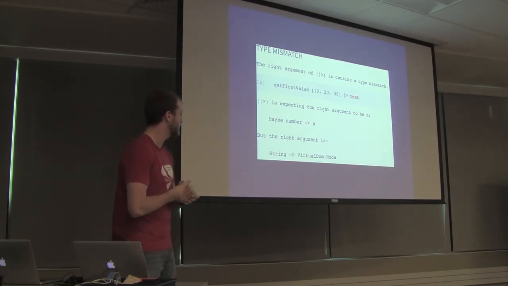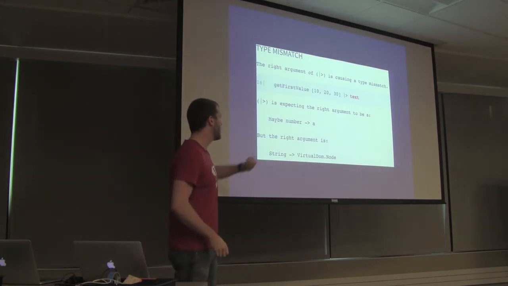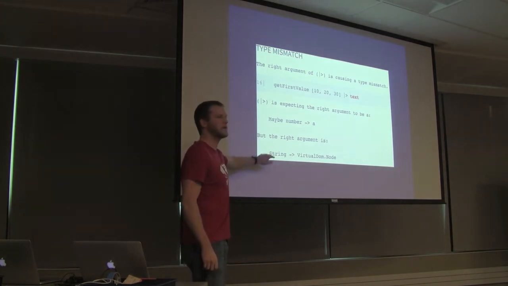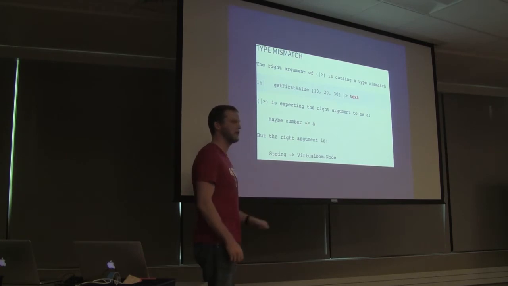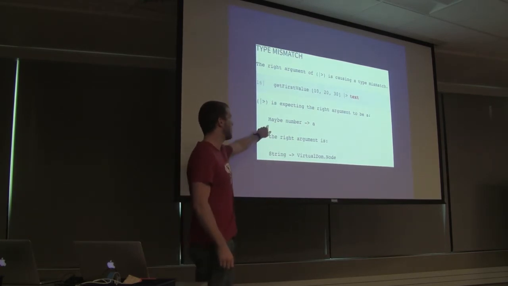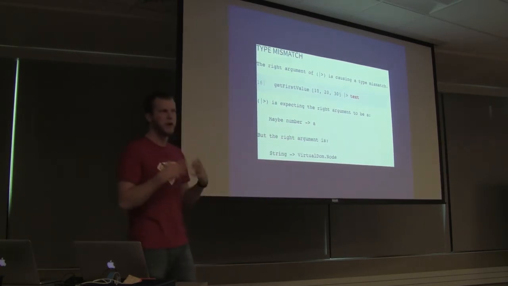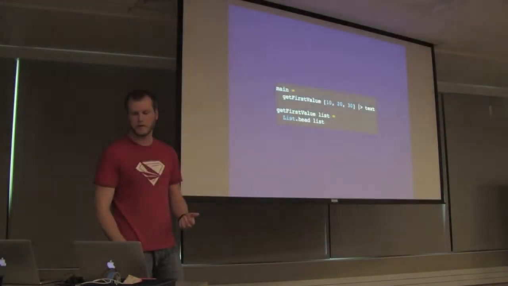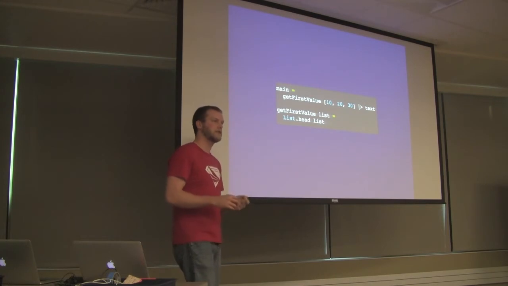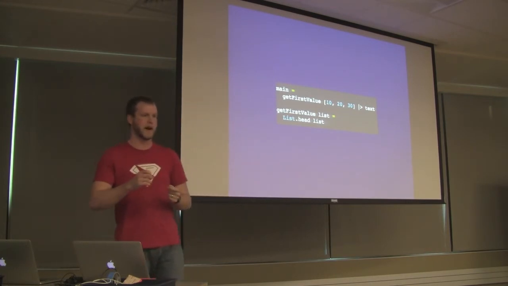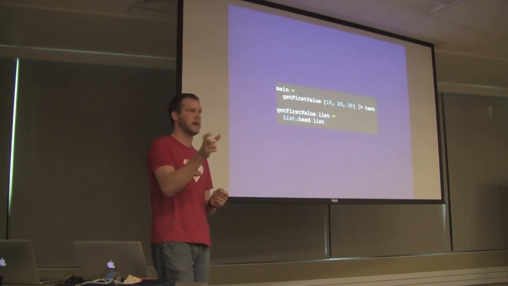The Elm compiler is saying, you gave me a maybe number, but I was expecting a string. And so not only did we not convert our number to a string because it's strongly typed, we didn't convert our maybe number to a number. So what is this maybe number concept? Well, if you think about what list.head should return, in JavaScript, if you try to access the item at index zero of an array, you'll get undefined.